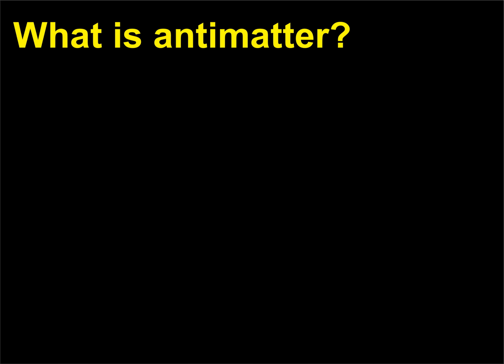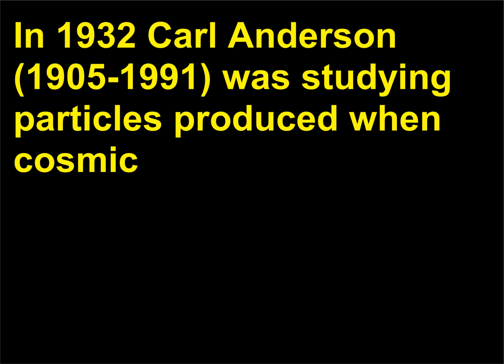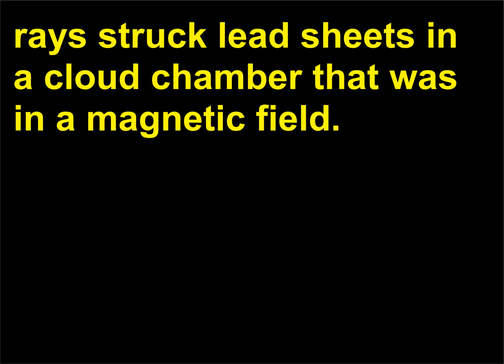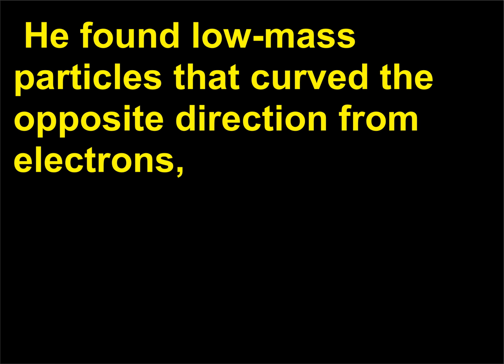What is antimatter? In 1932, Carl Anderson, 1905 to 1991, was studying particles produced when cosmic rays struck lead sheets in a cloud chamber that was in a magnetic field. He found low-mass particles that curved the opposite direction from electrons, showing that they had positive charge.